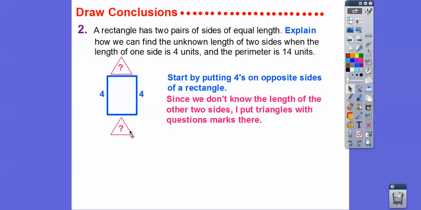You don't even have to put a figure right there. Just, we don't know what they are. Later, when you get into algebra, we're going to put the letter X or the letter Y. But right now, it's just a question mark. So since we don't know those, we'll just put question marks inside of there, okay?